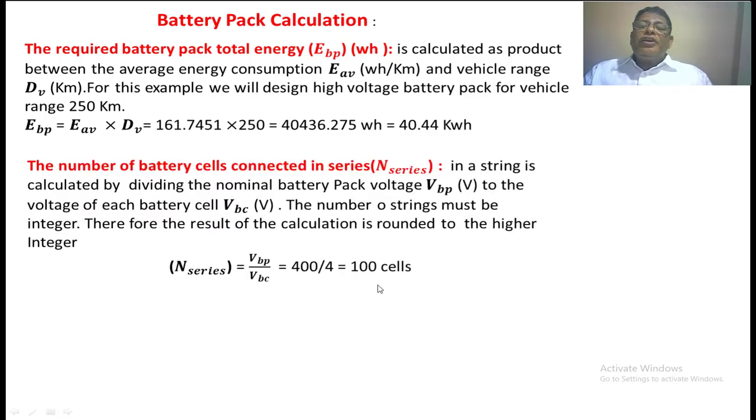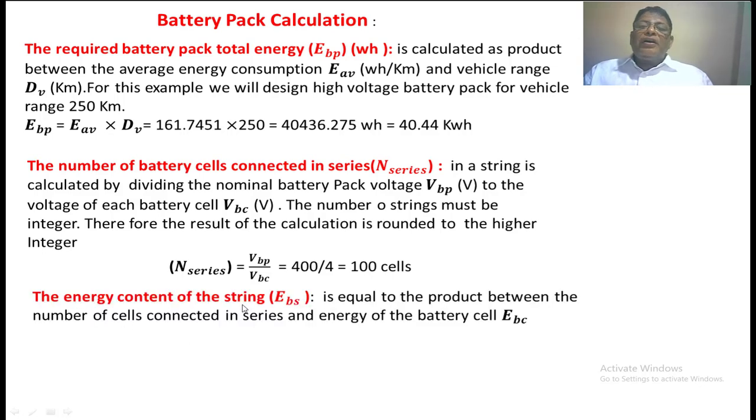Next, how many cells do you have to keep in series? Suppose you are designing the battery pack for 400 volts, and we selected a cell in such a way that it gives a voltage of 4 volts. So 400 divided by 4, nothing but 100 cells you have to keep in series. Next, the energy content of one string. In one string, in this example, we kept 100 cells in series. We know how much energy is stored in each cell. So the amount of energy stored in a string equals the number of cells in a string times the energy content of each cell, which gives the total energy content of one string.